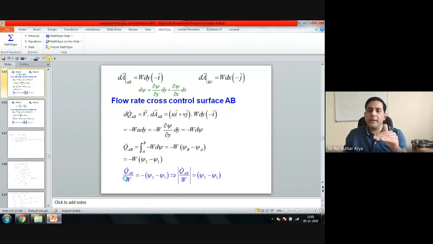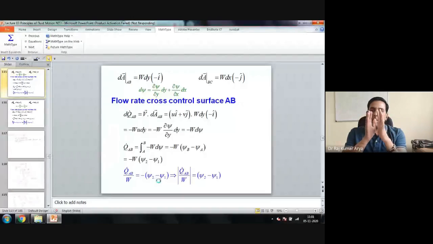Now you can calculate Q AB upon W, which is psi 2 minus psi 1. Most of the time you are interested only in the magnitude, how much flow is going, no matter whether it is going to the plus side or the minus side. So if you take the absolute value, the flow rate Q across the section AB per unit width of the flow is just psi 2 minus psi 1. So if I know the stream function values, just by taking the difference of the two, I can calculate how much flow is going. That is the ease of the calculations. I need not integrate so many things again.